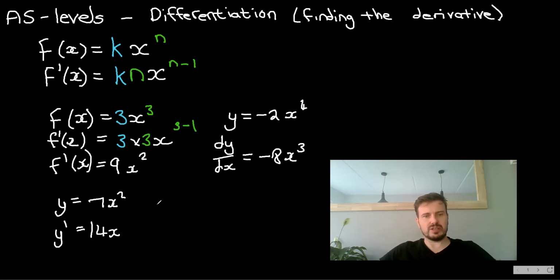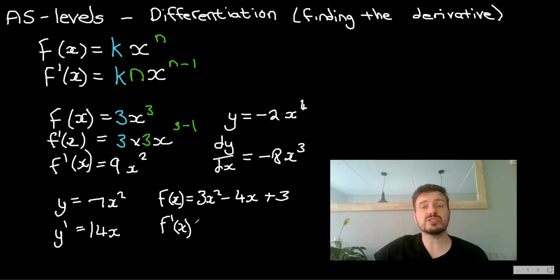So let's look at one now where we have multiple terms. Let's say f of x equals 3x squared minus 4x plus 3. So now we can say f dash of x. And if you have multiple terms, you just do them individually. So 2 times 3 is 6x. 2 take off 1 comes 0.